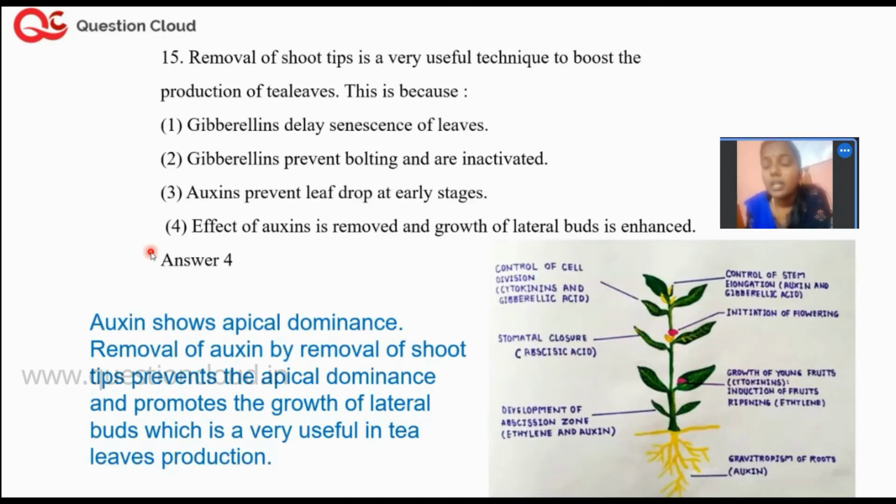Right. So how many sets of contrasting characters did Gregor Mendel study in his experiment? 7 pairs. 7 pairs. Very good.